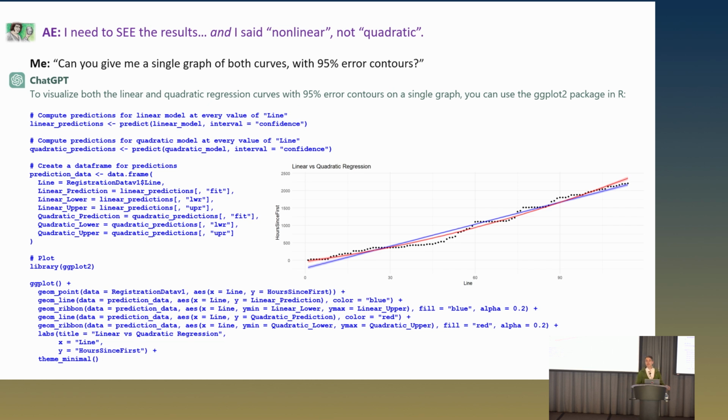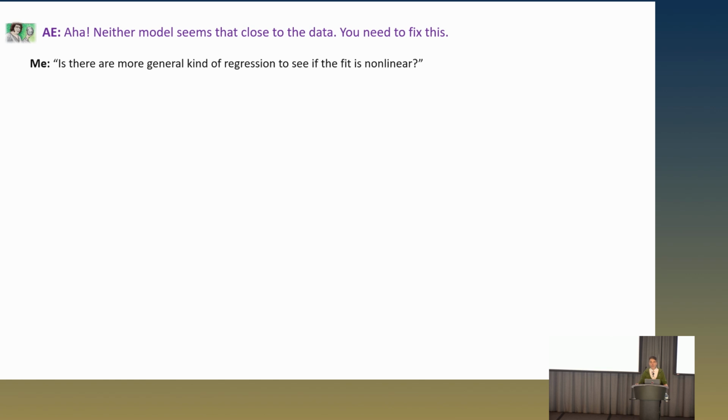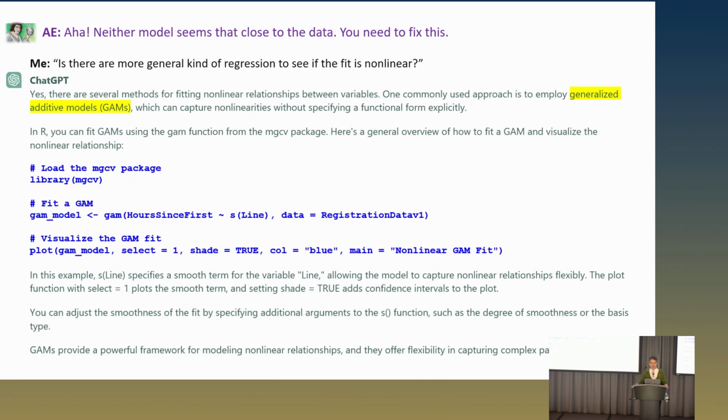In a good model, the residuals are supposed to look like garbage. Those don't look like garbage to me. They're all below both curves here. So I think the AE is right. Just because I said nonlinear and you say it's quadratic, I don't think that's correct. So I asked ChatGPT, is there a more general type of regression to see if it's nonlinear? And this was its answer.